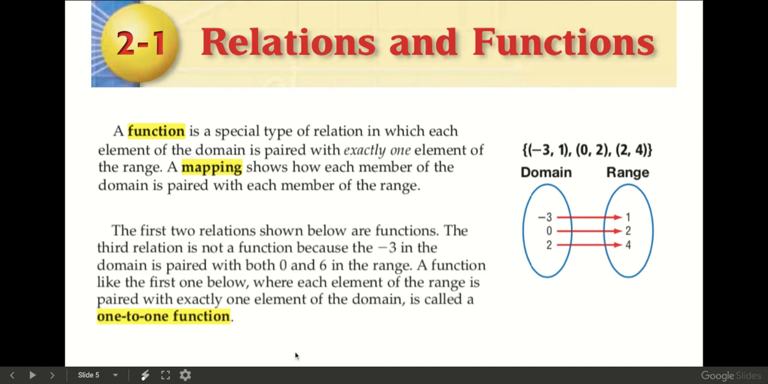So this relation here shows that we are mapping -3 to 1, right? 0 to 2, and 2 to 4, right? And this is an example of a one-to-one function because each one of the elements in the domain matches with exactly one element in the range.